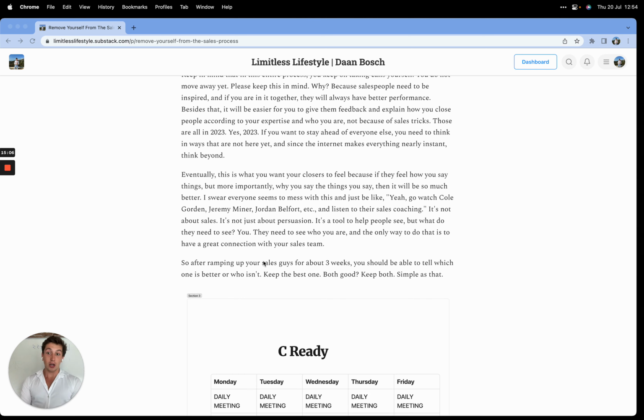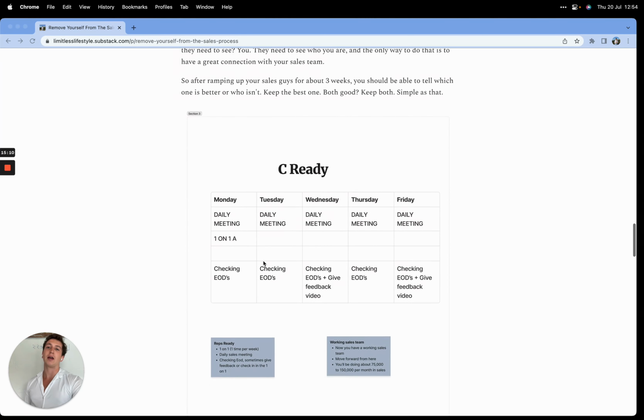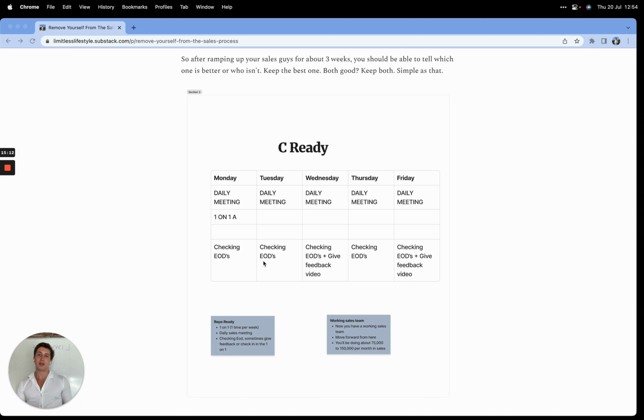All right. So after ramping up your sales guys for about 3 weeks, you should be able to tell which one is better and which one isn't. Keep the good one. If they're both good, hey, amazing, keep both. Simple as that. If they're both bad, big chance that you're doing something wrong in the sales coaching or the daily sales meetings. So I would look at yourself before losing them both.